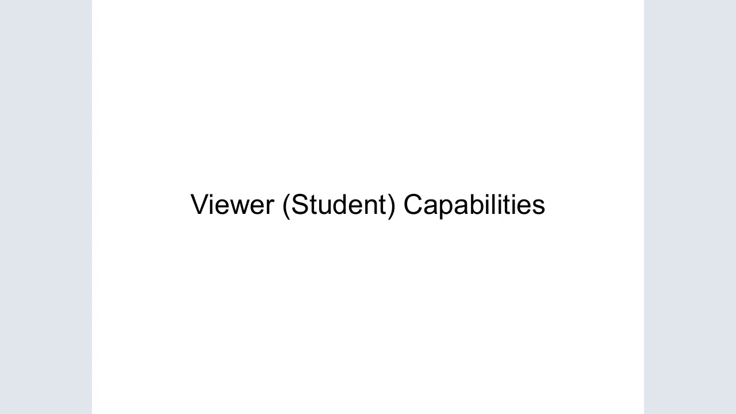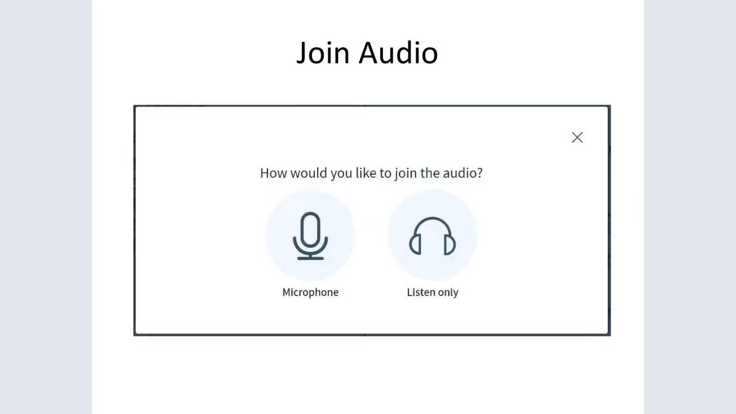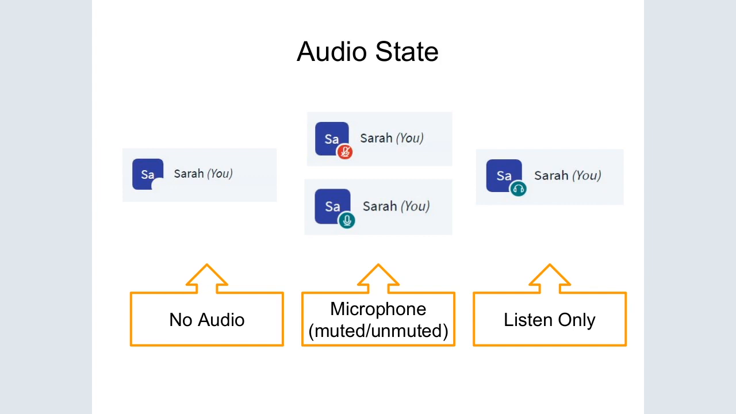So we'll get started with the viewer or student capabilities. These are also capabilities that all users in the BigBlueButton session will be able to partake in. The first is joining your audio. So when you join, you'll be able to choose either listen only or microphone. Listen only does not enable two-way audio. Microphone does enable two-way audio.